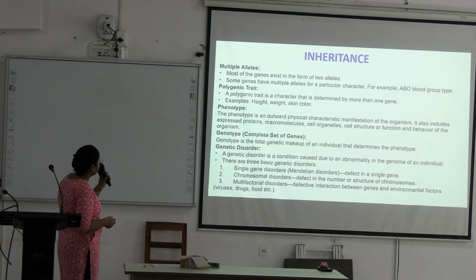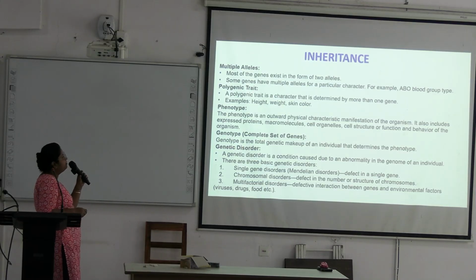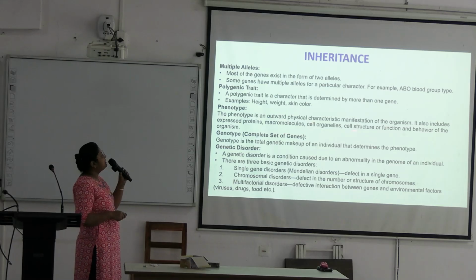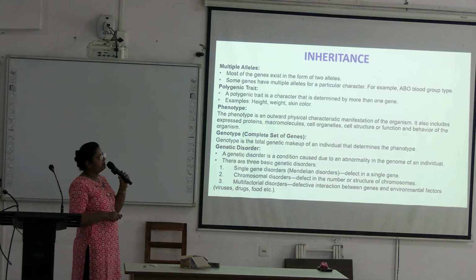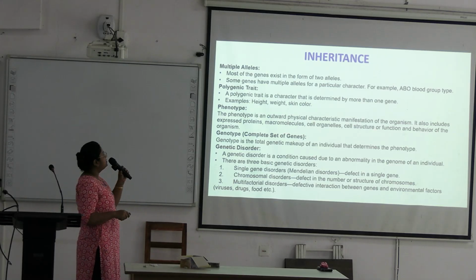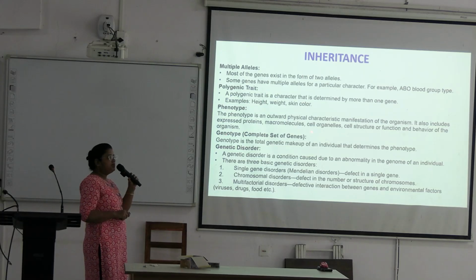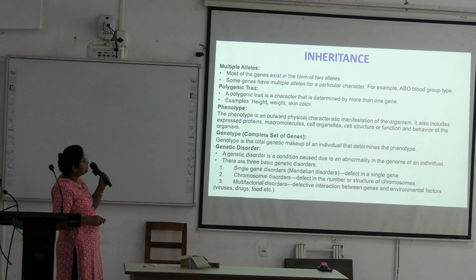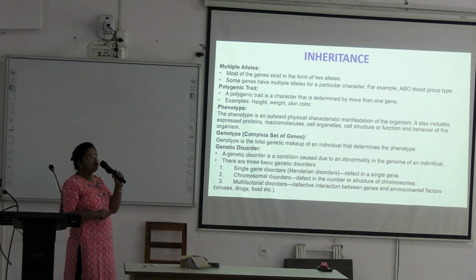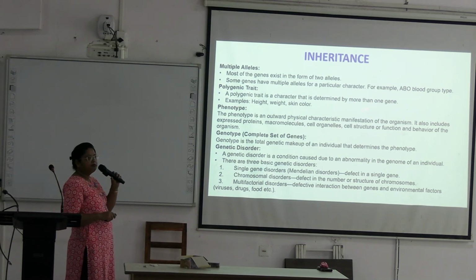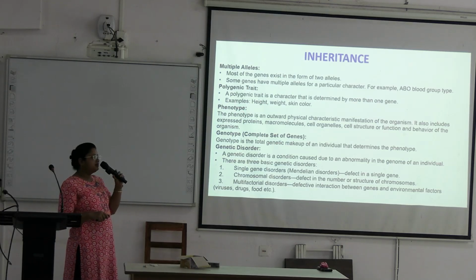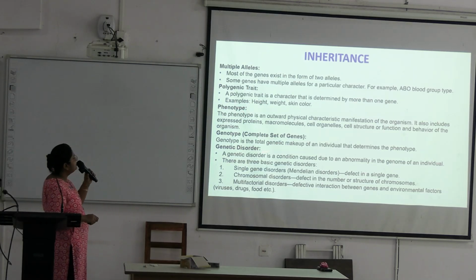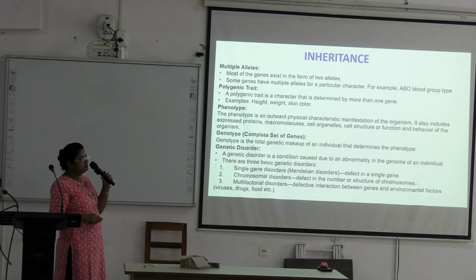Okay. What is phenotype? Phenotype is an outward physical characteristic manifestation of the organism and it also includes expressed proteins, macromolecules, cell organelles, cell structure or function and behavior of the organism. So this is phenotype. Next is genotype. Genotype is the complete set of genes. Genotype is the total genetic makeup of an individual that determines the phenotype.